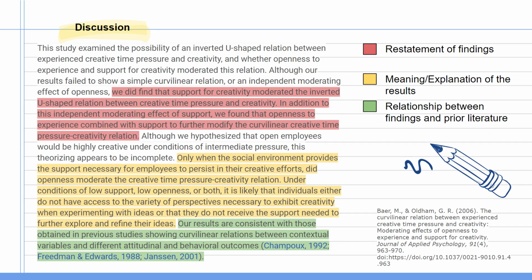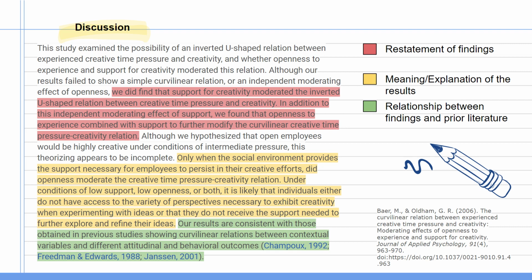Lastly, we have the most important section of the whole paper, the discussion. Now, if you didn't even read the results section, it doesn't matter because the results are actually restated right at the beginning of the discussion, as you can see in the red section, which just says we found this and we found that, just restating them. Then the most important part, the meaning and explanation of the results.